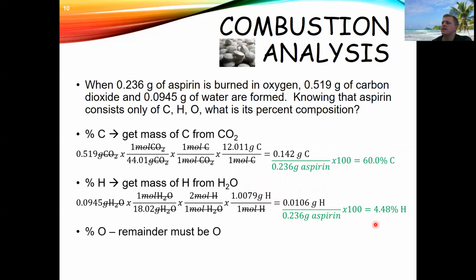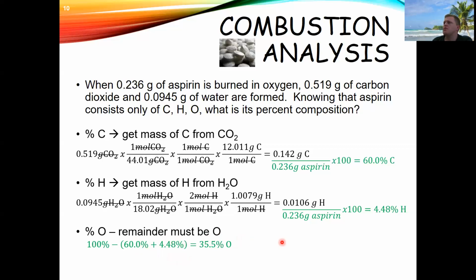Now, the last thing to calculate is our percent oxygen. And this is just the remainder. So what we're going to do is take 100%, subtract the 60% from carbon plus the 4.48% from hydrogen, and we're going to find that there is 35.5% oxygen by mass.